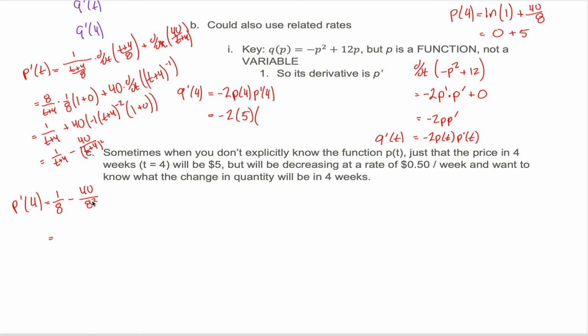8 squared is 64. If I want a common denominator, I'll multiply the top and the bottom by 8 and get 8/64ths minus 40/64ths. I'll get negative 32 over 64, which is just negative 1/2. P prime of 4 is negative 1/2. Q prime of 4 is negative 2 times P of 4 times P prime of 4, which is negative 2 times 5 times negative 1/2. Negative 2 times 5 times negative 1/2 gives me 5.